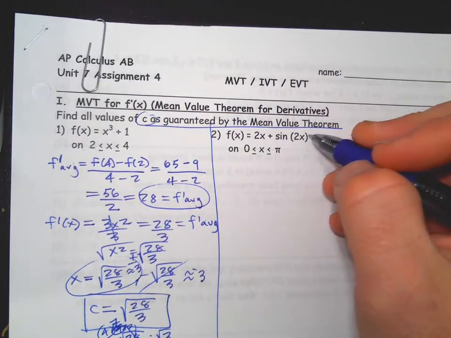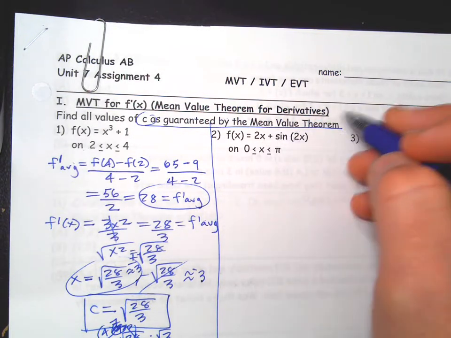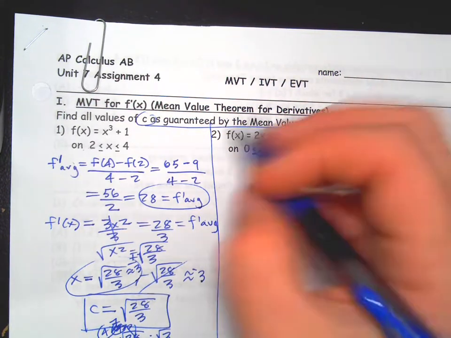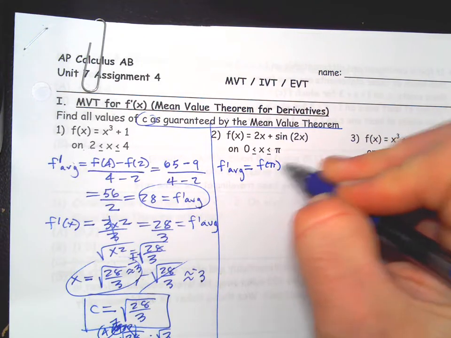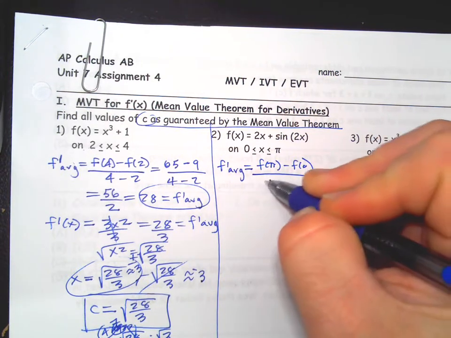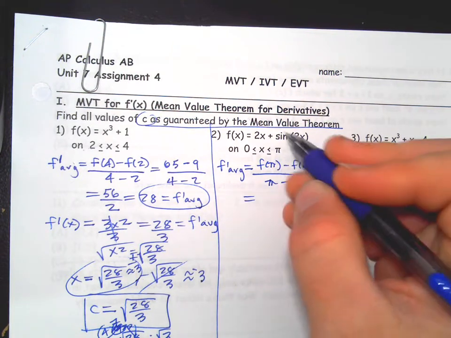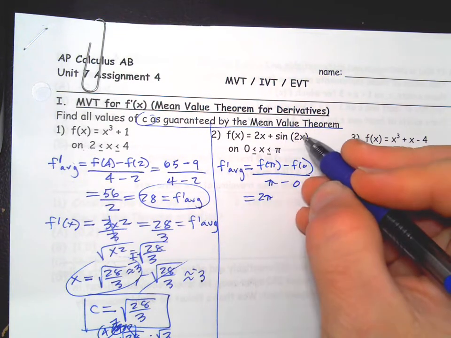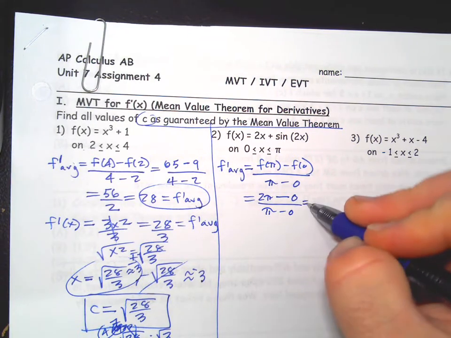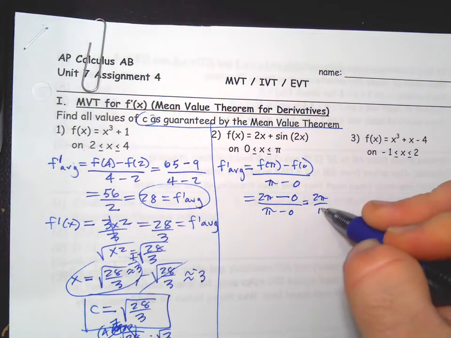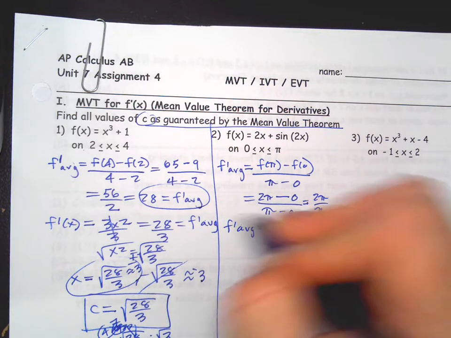Is this a continuous function? It's a sine curve, which is continuous and differentiable with a kind of linear part added to it. So it's kind of a sine curve ramping up. So I think it meets all the conditions. Let's find f prime average, f of pi minus f of 0, over pi minus 0. F of pi would be 2 pi plus sine of 2 pi, which is 0. F of 0 would be 0. It's going to be 2 pi over pi. So f prime average equals 2.